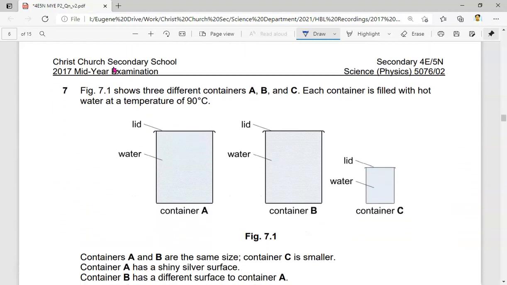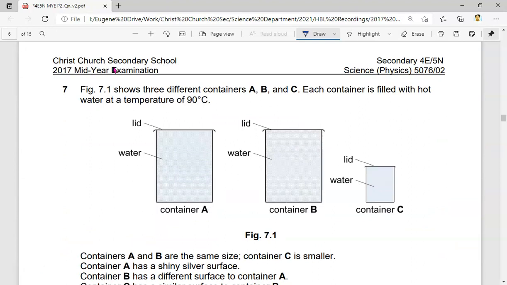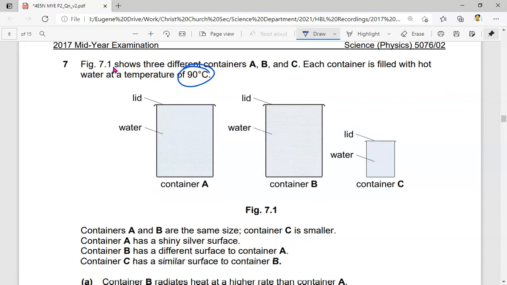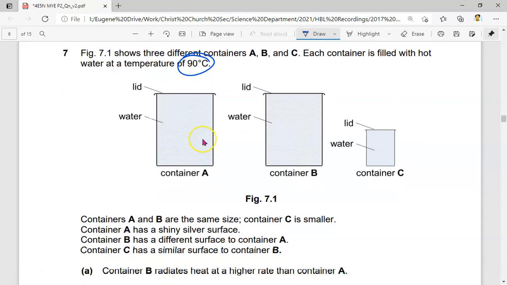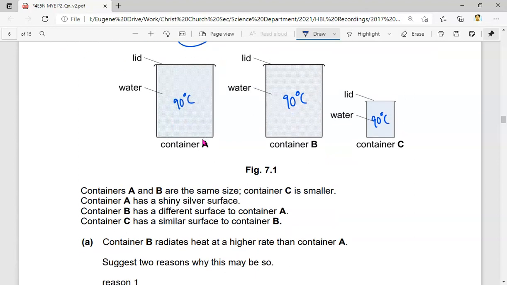Next one, Question 7. Figure 7.1 shows 3 different containers A, B, C. Each is filled with hot water at 90 degrees Celsius. So all have the same temperature, 90 degrees Celsius. What's the idea behind them? A and B are the same size, C is smaller. A has a shiny silver surface. They say B is different from A. How different? We do not know yet, but let's go on. C has a similar surface to B, so these two have the same type of surface.